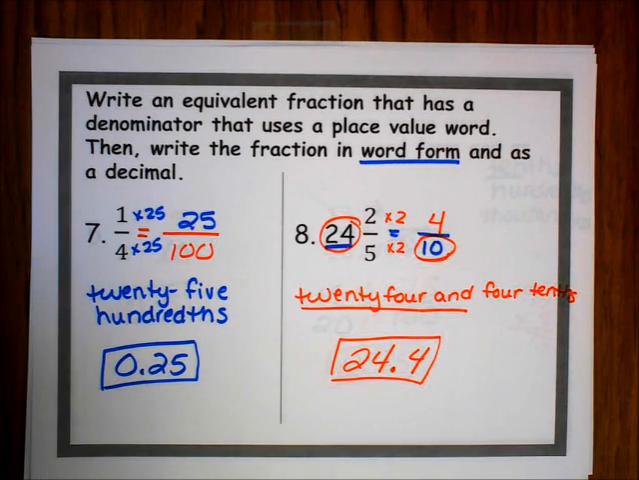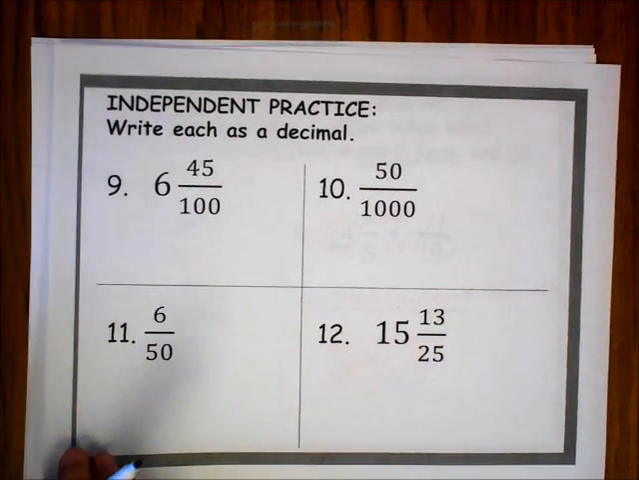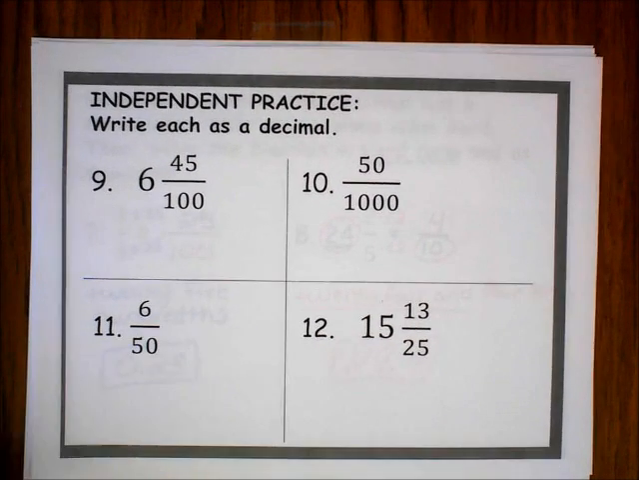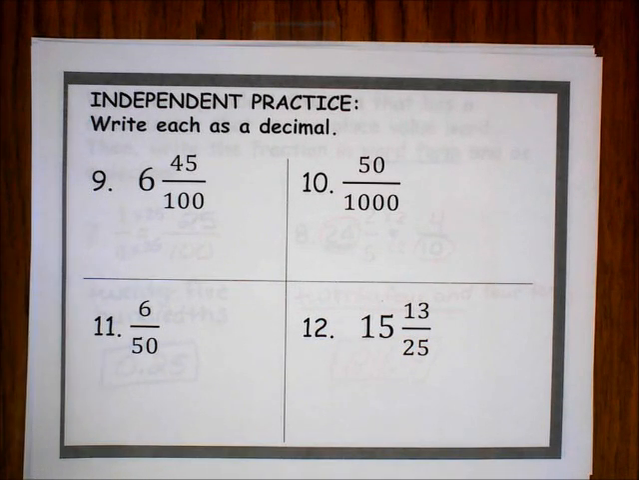Please hit pause and write any questions in your journal that you need to ask. When you're finished writing your questions, hit play again. Now it's time for you to try 4 questions on your own. Please have your 4 answers checked when you are finished.